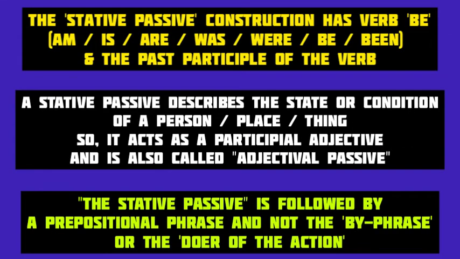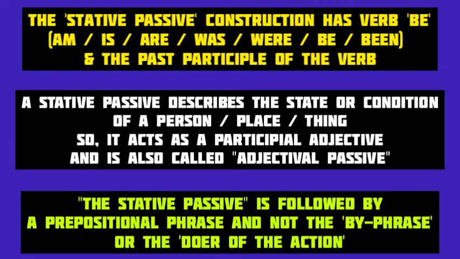So the stative passive construction is made up of the helping verb be, like am, is, are, was, were, be, been, etc., and the past participle of the main verb. And the stative passive gets its name from the word state or condition because it describes the state or condition, the physical or emotional state or condition of a person, place or thing. Hence it does the work of a participial adjective and is also called adjectival passive.